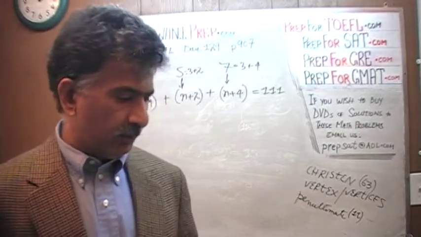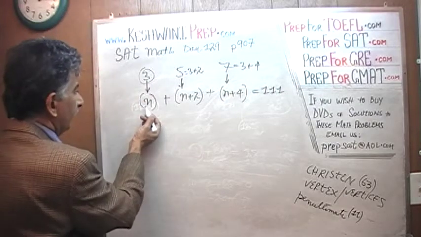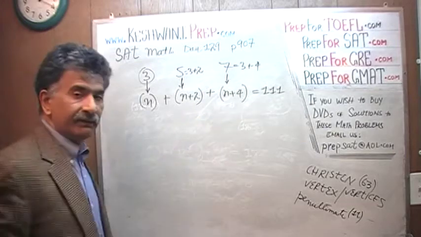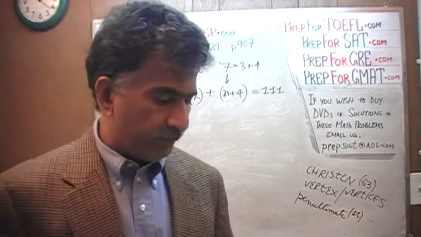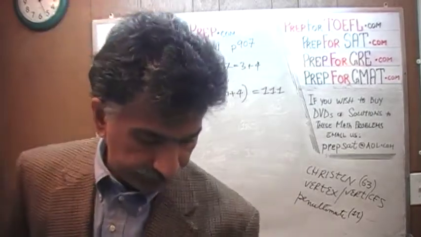It says if n represents the least of the three integers, which it does, because the one after that is n plus 2, and the one after that is n plus 4. Which of the following equations represents the statement above? Let's find out, shall we?